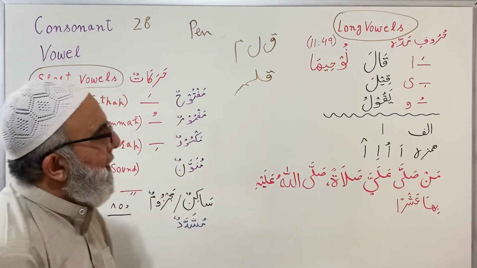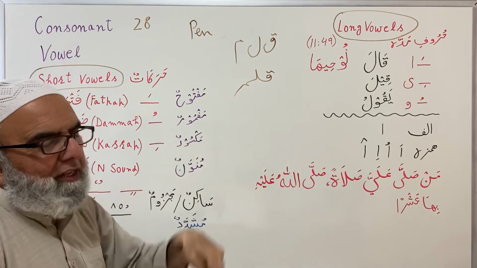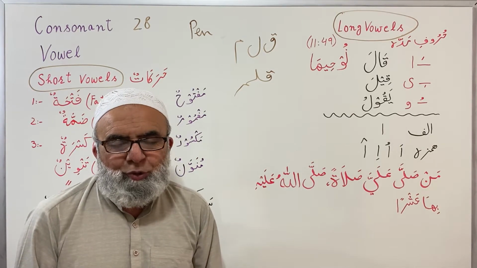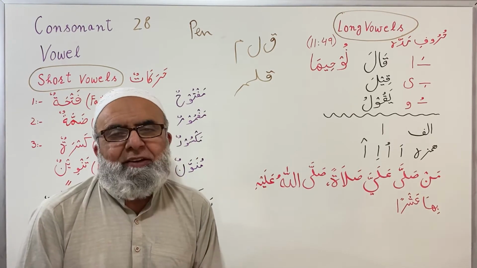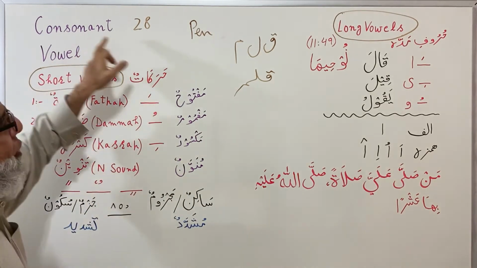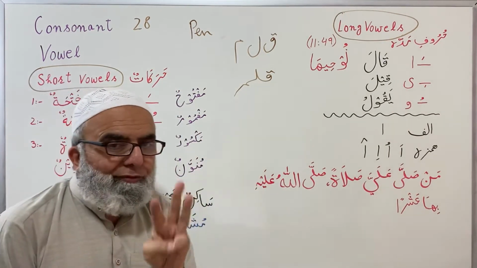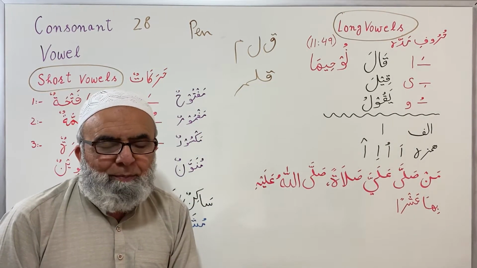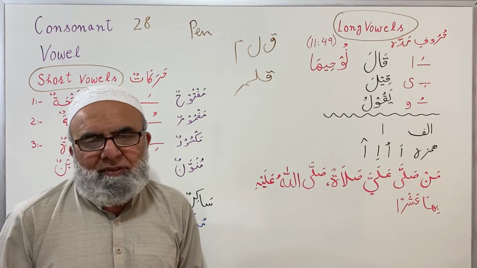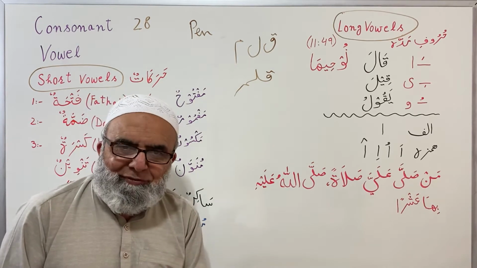I know that kaf is there, lam is there, mim is there, but I am unable to read it. So there is some deficiency here. The deficiency is that the consonants are already there, kaf, lam, mim, three consonants, but the movement of the sound is not possible. For movement, we need the vowels.